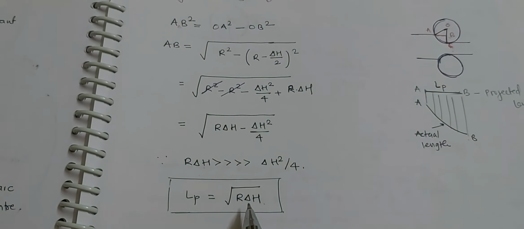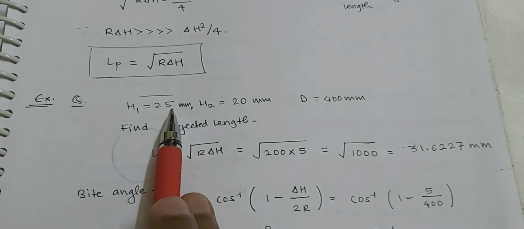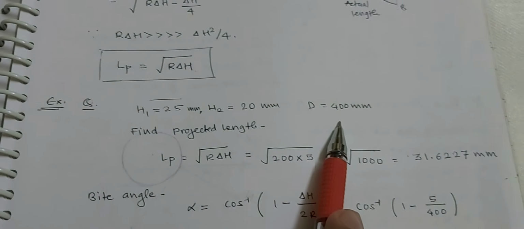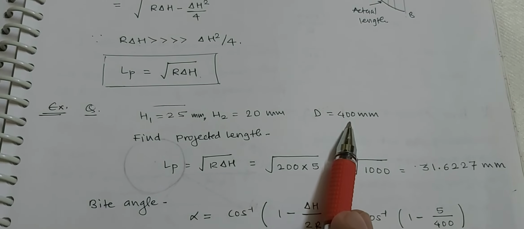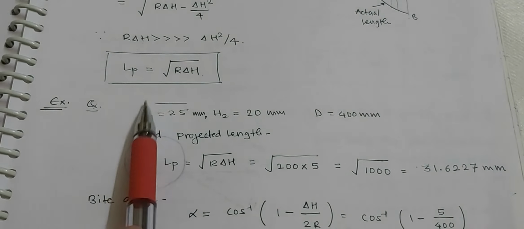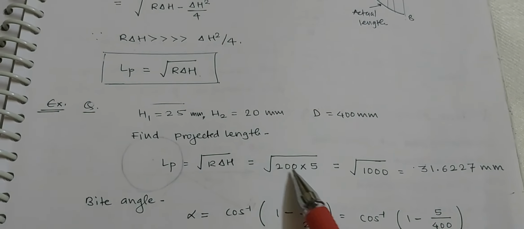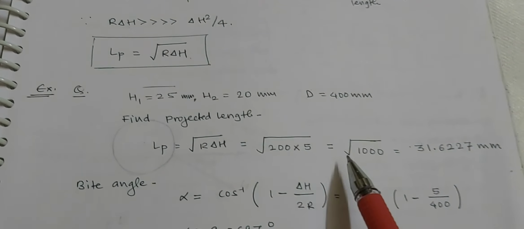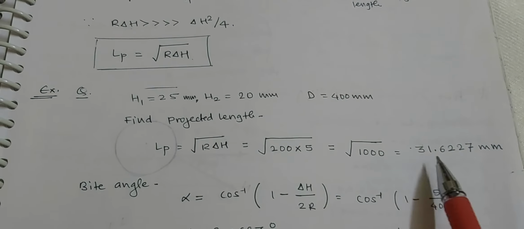So let's solve one numerical on this. In this numerical, h1, the initial thickness, is given as 25 mm. h2, the final thickness, is 20 mm. D is the roller diameter, and the radius is nothing but 200 mm. Find the projected length. We have the direct formula for projected length, that is r into delta h. Just put the value of r here. R is 200 mm, and delta h is the initial thickness minus the final thickness, that is 5. After simplification you will get the projected length LP in mm.